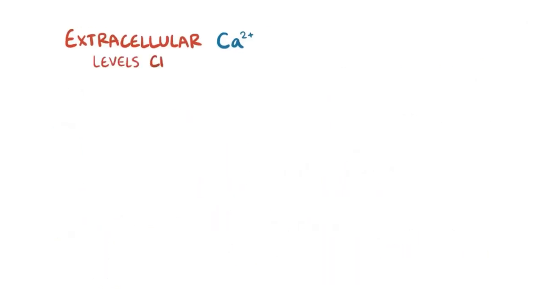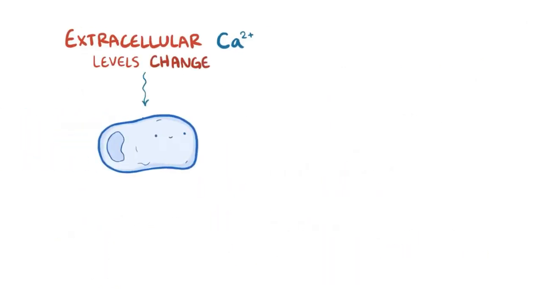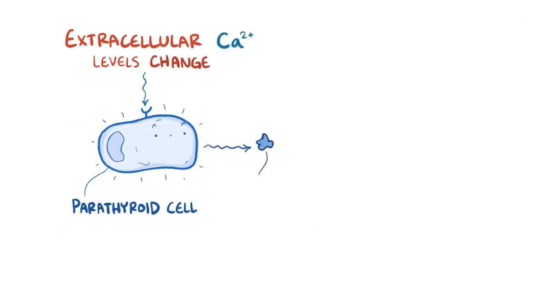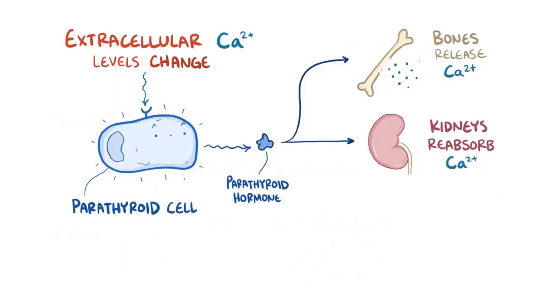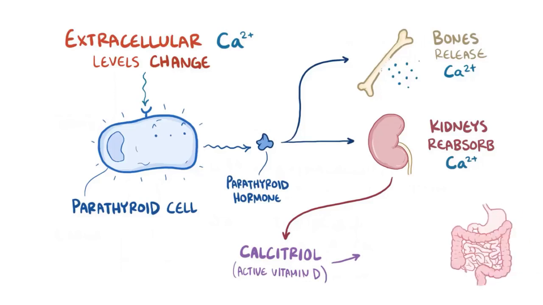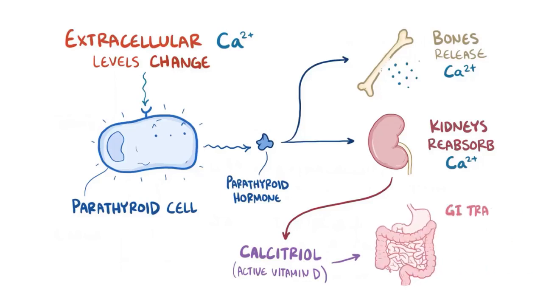When the body's levels of extracellular calcium change, it's detected by a surface receptor in parathyroid cells called the calcium sensing receptor. This affects the amount of parathyroid hormone that gets released by the parathyroid gland. The parathyroid hormone gets the bones to release calcium and gets the kidneys to reabsorb more calcium so it's not lost in the urine, as well as synthesize calcitriol, also known as active vitamin D. Active vitamin D then goes on to cause the gastrointestinal tract to increase calcium absorption.